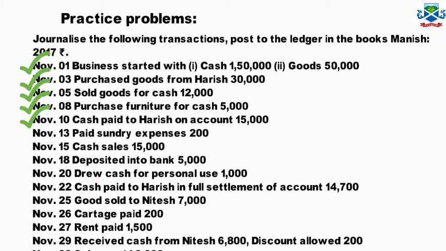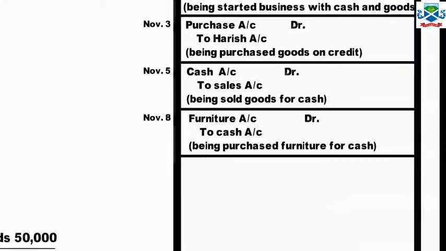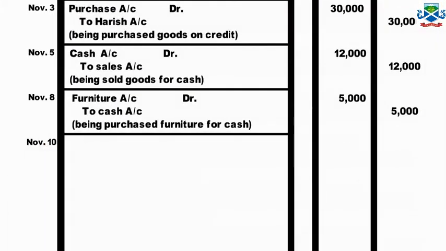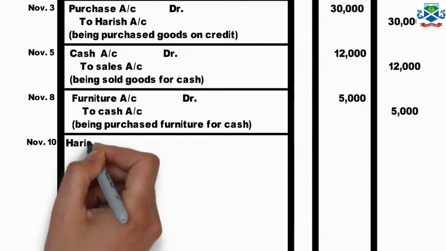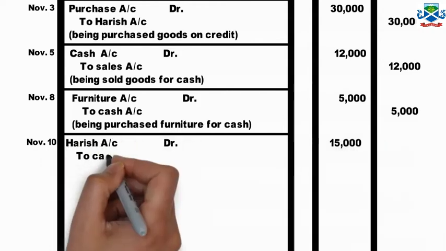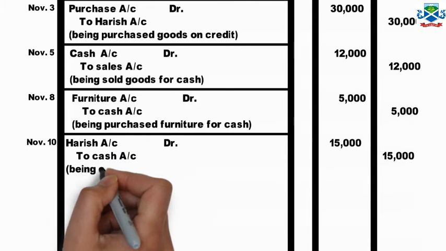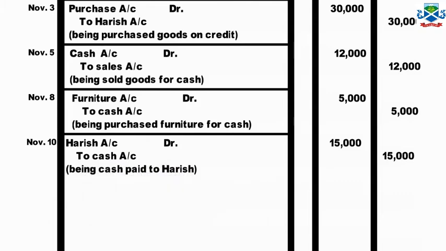Next one is cash paid to Harish on account 15,000. So Harish is the receiver, personal account, Harish account debit, and cash is paid. That's why cash goes out, cash credit. So Harish account debit to cash 15,000, being cash paid to Harish. That is the narration.